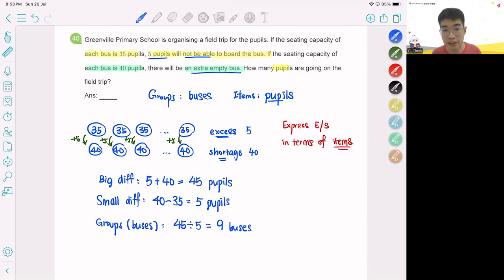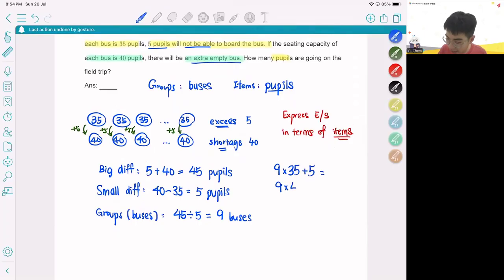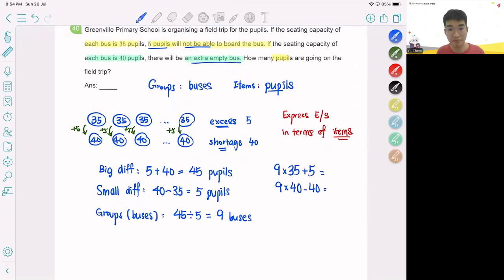So if I have 9 buses, how many students do I have? There are 2 cases that I need to check: either the first case where I give 35 each, or the second case where I give 40 each. Use both cases to check if they give you the same number of pupils. You can either do 9 times 35 in the first case, then excess 5 means you have 5 more students, or 9 times 40, but you have a shortage of 40. Either case will give you 320 pupils. So if both cases give you the same number of items, then there's a high likelihood that your answer is correct and you can proceed. Your answer is 320 pupils.